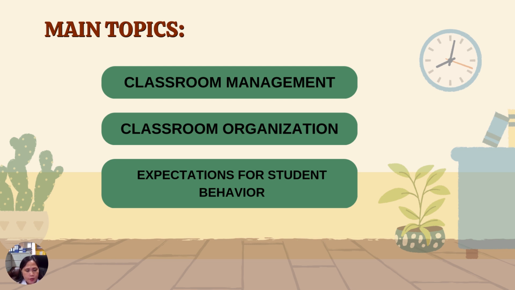Our session today will focus on three main areas. First is classroom management. That is to establish rules and order, ensuring that there is student engagement in our classroom. Then we have classroom organization. That is making sure that we structure the physical environment for effective learning. And the third, we have expectations for student behavior. That is to set clear standards to maintain discipline.